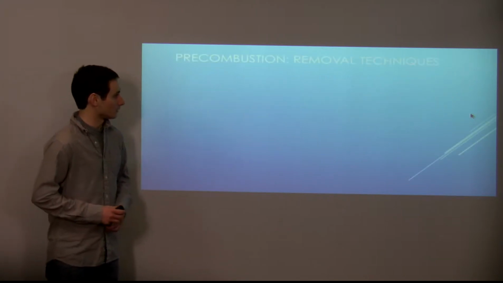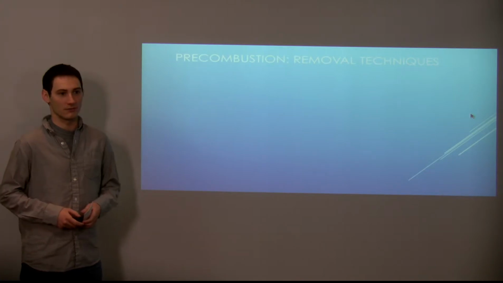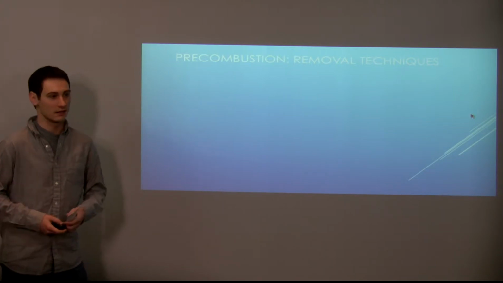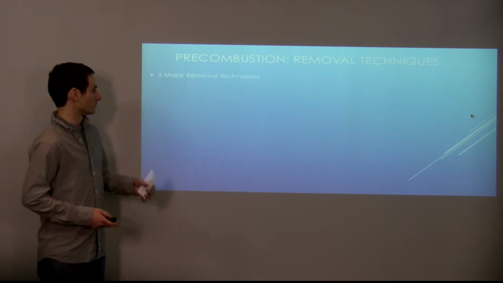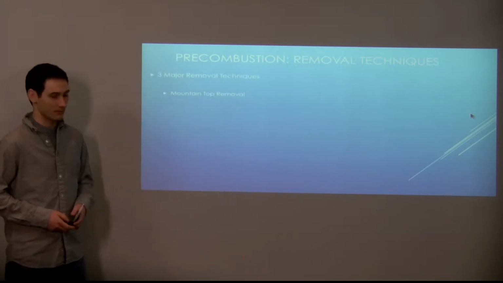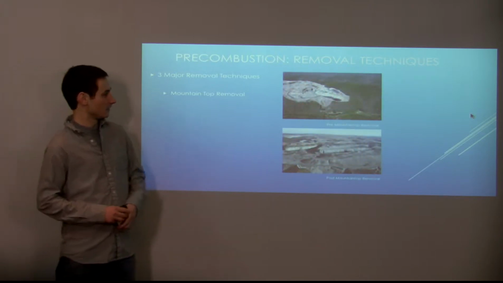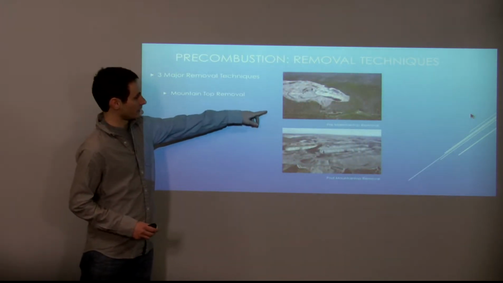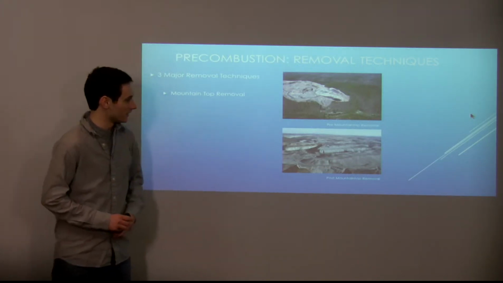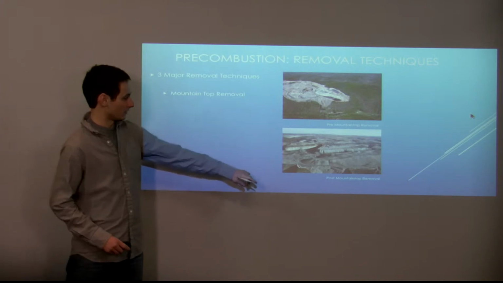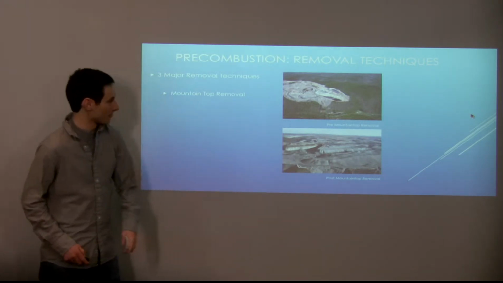To start, we'll do the pre-combustion, and through pre-combustion, it's mostly through the removal techniques to actually extract the coal from the earth. Those three major techniques are mountaintop removal, and it is just what it seems. Here we have an example of a mountain that was originally covered in these beautiful green trees, and then after the removal, the mountaintop is now bare.